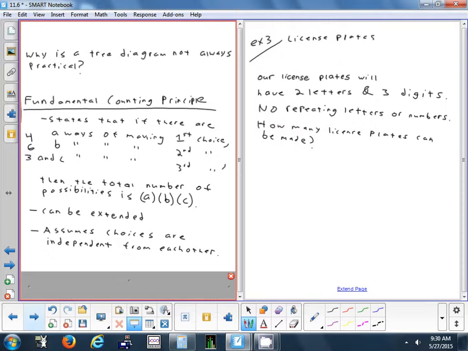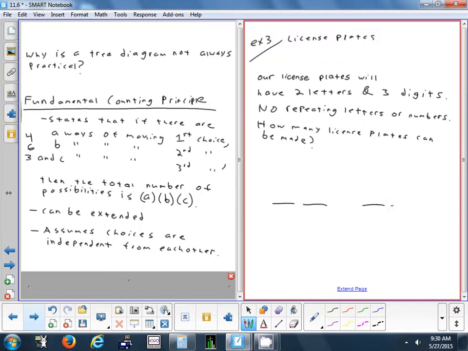All right, so let's look at a license plate one. We're going to make up some license plates that have 2 letters followed by 3 digits. Now you cannot have any repeating letters or numbers, so we have to take that into account when we make our choices. How many license plates can be made?